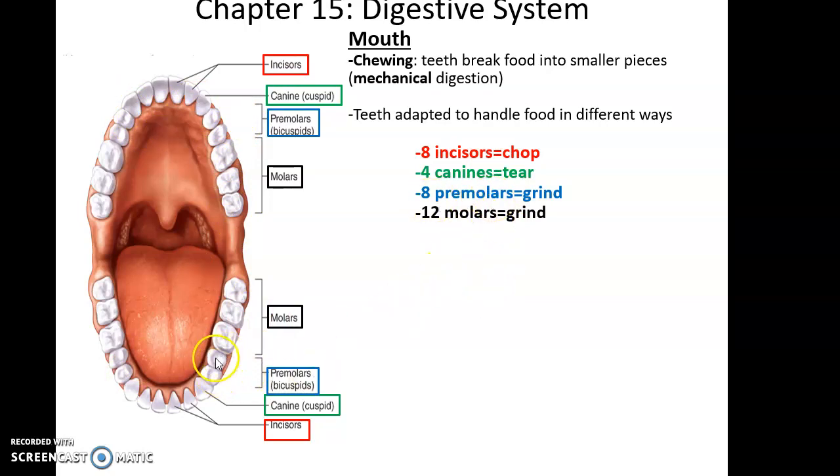We have 8 premolars, 2 on each side of the canine. The premolars are important for grinding food, and then 12 molars, 3 on each side at the back of the mouth, and the molars are also important for grinding up food. So 8 incisors, 4 canines, 8 premolars, and 12 molars. Although a lot of people have the wisdom teeth removed, which means they have 1, 2, 3, 4 of the molars removed. So a lot of people only have 8 molars.